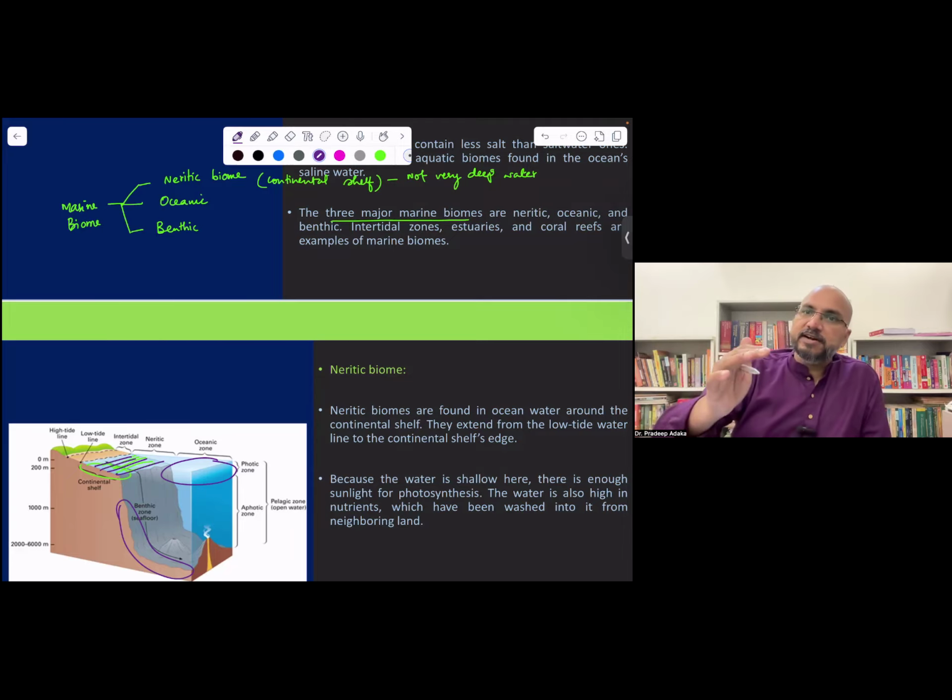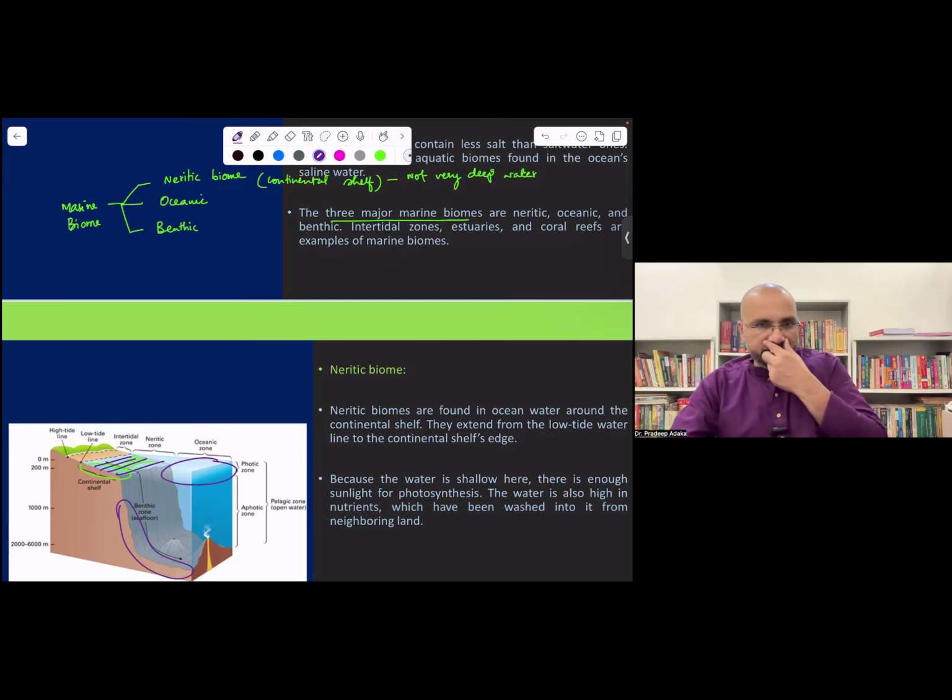So again, you can divide the marine biome into different sub biomes depending upon the prevailing conditions. The oceanic biome is different, and the neritic biome, where shallow water is there on the continental shelf, is totally different. Most of the animals live in the neritic and oceanic biome. In the benthic biome the diversity is very less. Very few organisms can survive these conditions. Okay.